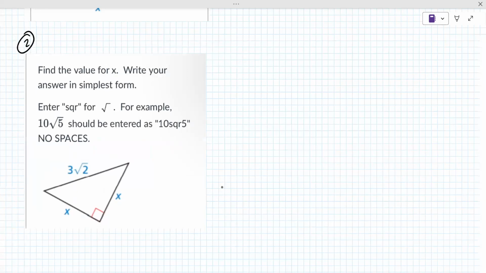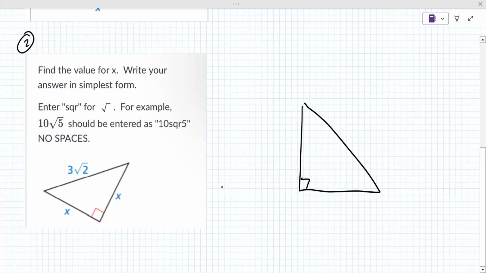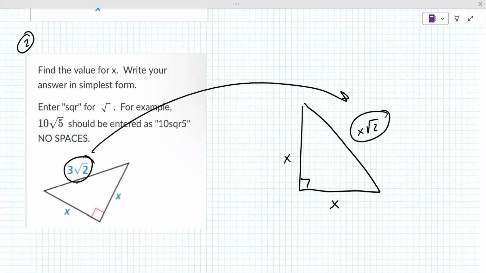Mm-hmm. So this time they're giving you the hypotenuse. The hypotenuse is the x root 2 side. So you have to look and decide, what are they giving me? What is known here? They're giving you the hypotenuse. Exactly. So the answer to those would actually just be 3, right? Because they're taking away the square root. It's just the number this time. Yeah.